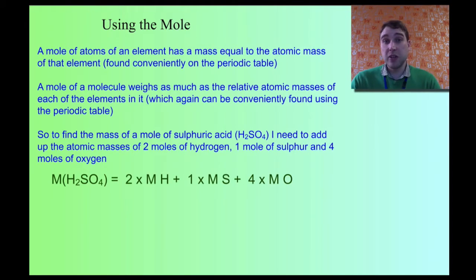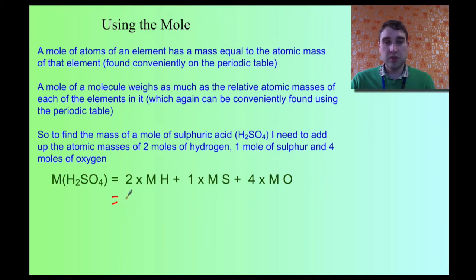The best way to learn this is by doing examples. So let's look at sulfuric acid. If I wanted to find out how much 1 mole of sulfuric acid would weigh, I would add up the relative atomic masses of each of the elements in the ratios that they are in. So 1 mole of sulfuric acid is made up of 2 moles of hydrogen, 1 mole of sulfur, and 4 moles of oxygen. If I add up those relative atomic masses, I'll get the molar mass of the sulfuric acid, the mass of 1 mole. So let's figure that out.